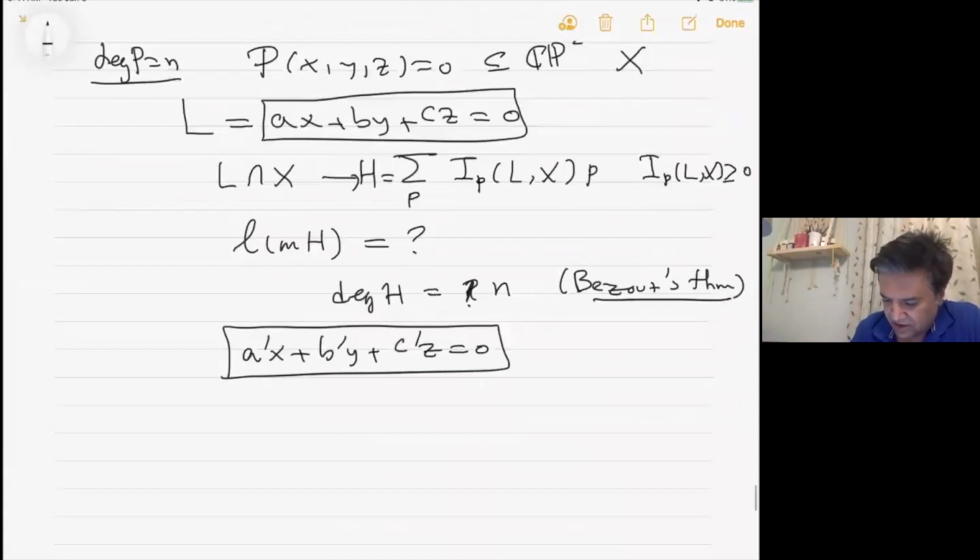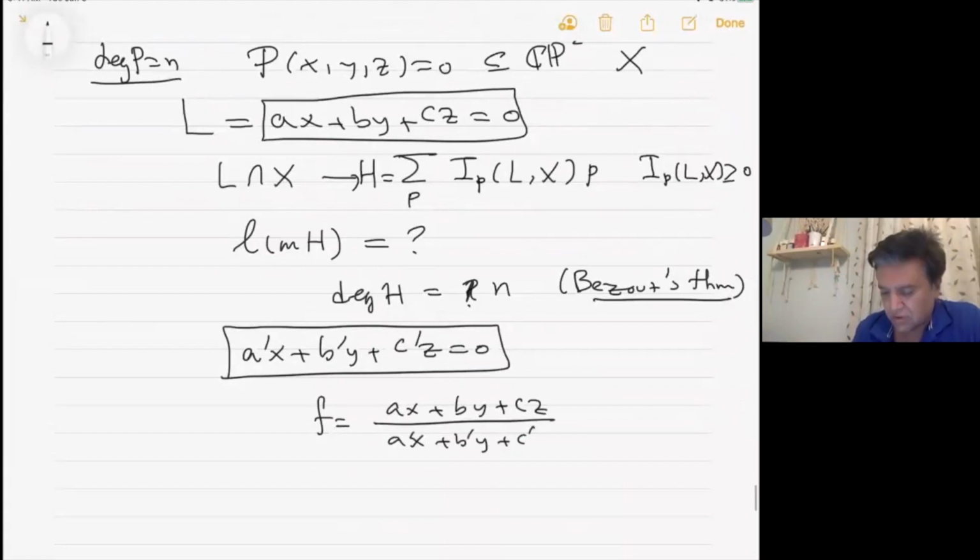Because you have a function, which is the quotient of these two. And the difference between the zeros of the first, the intersection of the first function with X, and the intersection of the second function with X, is this function f. So it doesn't really matter which line to pick. And at the beginning, you can pick a line that actually intersects this curve properly, and you don't really have to worry about these multiplicities. The multiplicities are all 1. Okay.